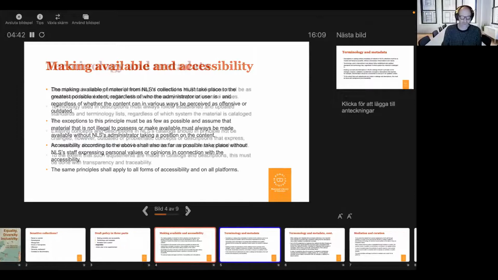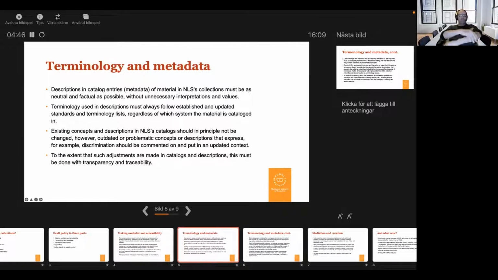Then the question of terminology and metadata. Descriptions in catalog entries, that is metadata of material in our collections, must be as neutral and factual as possible without unnecessary interpretations and values. And terminology used in descriptions must always follow established and updated standards and terminology lists, regardless of which system the material is cataloged in. Existing concepts and descriptions in our catalog should in principle not be changed. However, outdated or problematic sensitive concepts or descriptions that express, for example, discrimination should be commented on and put in an updated context. And to the extent that such adjustments are made in catalogs and descriptions, this must be done with transparency and traceability.